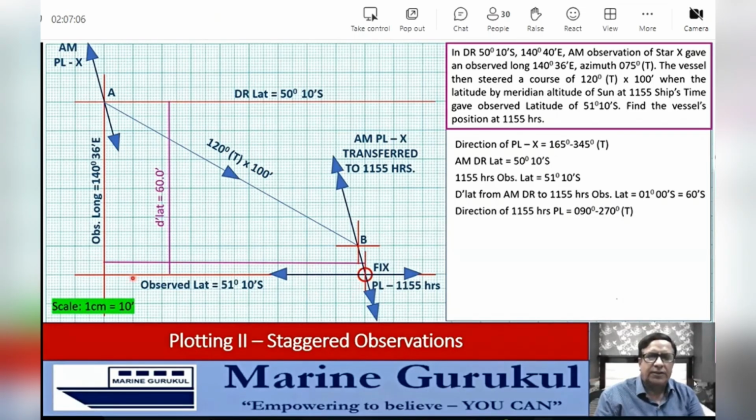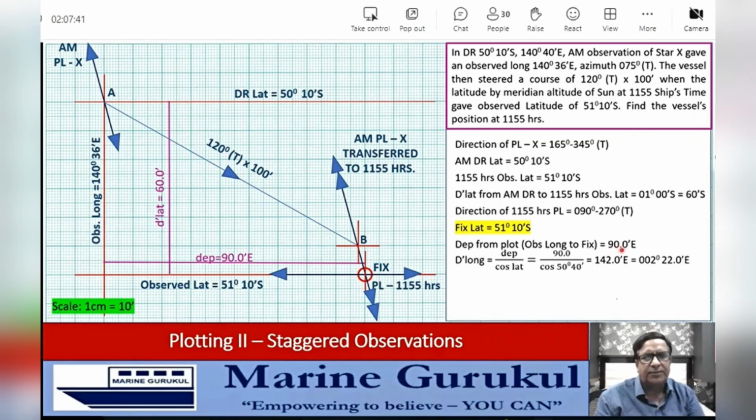Now, as far as the latitude of the fix is concerned, it's on the observed lat, so it is 51 degrees 10 minutes south. But the east-west distance of the fix from observed long we measure. We have done it in simultaneous plotting also. So this is the departure. So departure of the fix from observed longitude is 90 miles east. We come on this side. Latitude of the fix is 51 degrees 10 minutes south. Departure from observed long to fix is 90 minutes east.